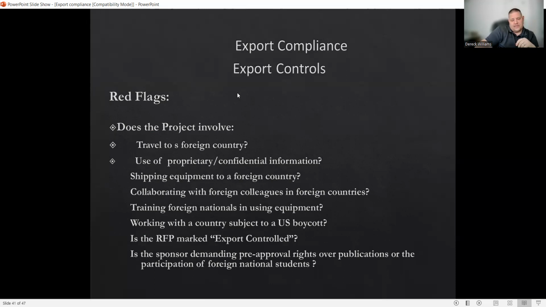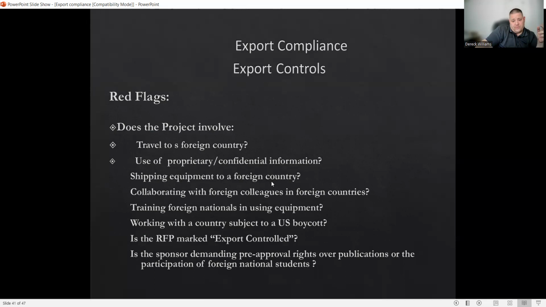Some red flags, things that can help protect you: pay attention to whether your project involves any travel to a foreign country. If it does, let's review the ITAR and the EAR requirements. Does it require the use of proprietary confidential information? Sometimes those proprietary and confidential statements can be in weird places in your statement of work or in your design package or whatever, so do a good review. If that jumps out anywhere, let's look at the ITAR and EAR.